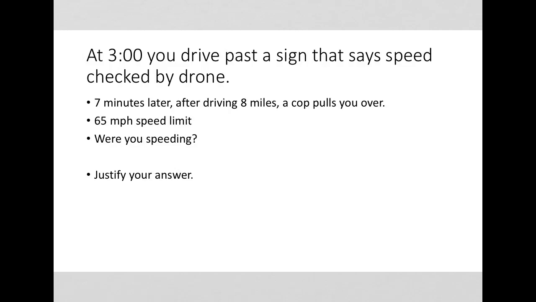So we saw a bunch of different ways people did this in class. The most common way was to figure out if you drove 8 miles in 7 minutes, what was your average speed? And so to do that, people set up some proportions like this. They said if you went 8 miles in 7 minutes, what is that in miles per hour? So to figure that out, we need a minute to hour conversion. So there's 60 minutes in 1 hour.